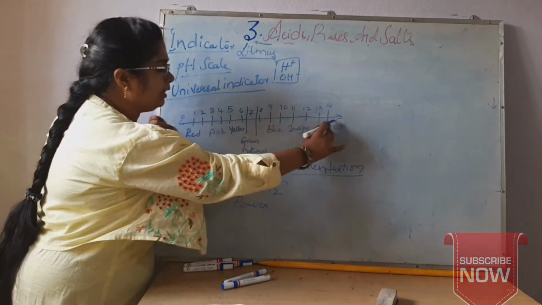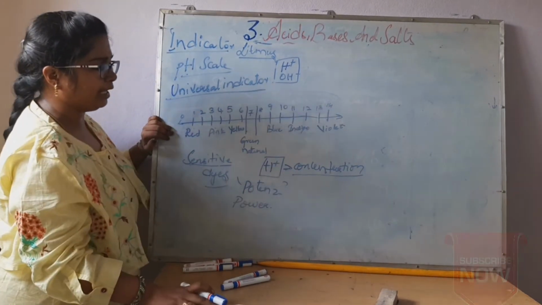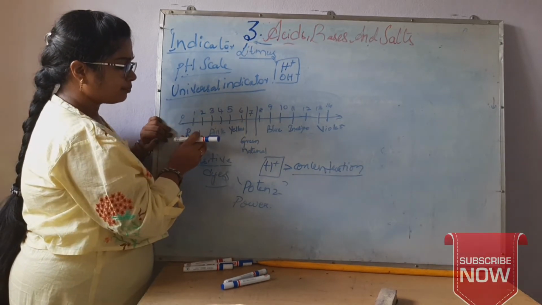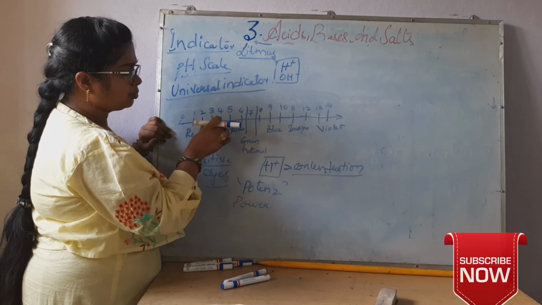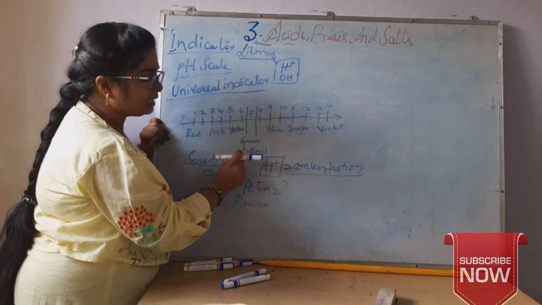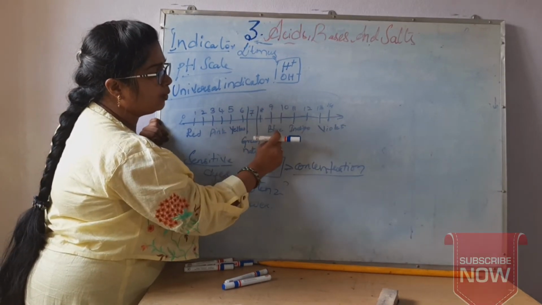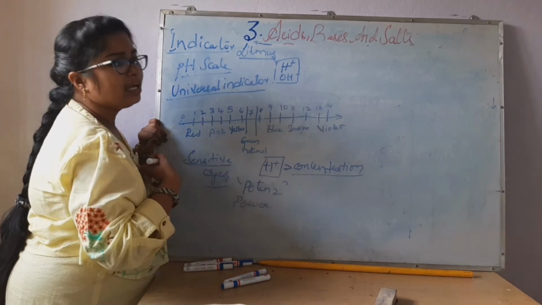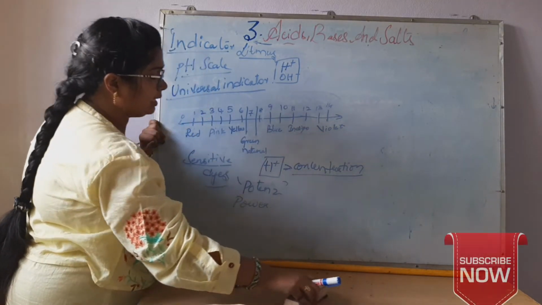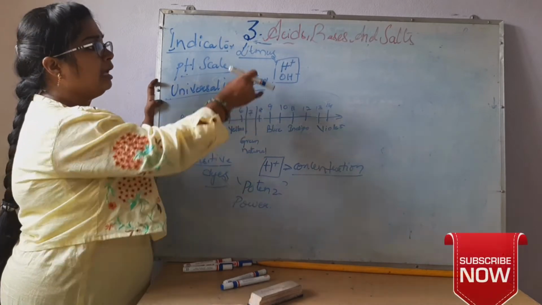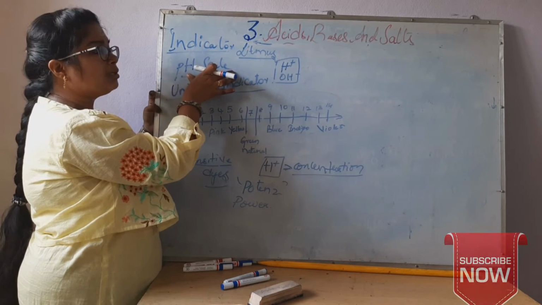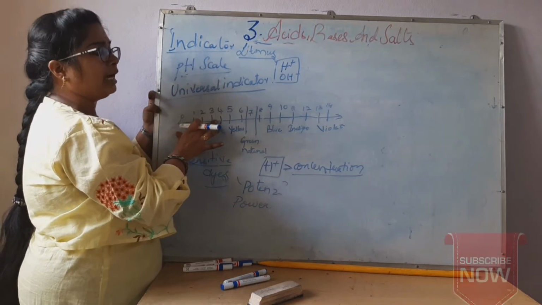On the scale from 0 to 14, the numbers are going to be there. If it is 1, red; around 2 to 3, pink; 4 to 5, yellow; 5 to 6, almost yellow; at 7, green; and again 8 to 9, blue; 10 to 11, indigo; 12 to 13, violet color. What do these numbers indicate? It is an indicator called the pH scale, a universal indicator used for both acids and bases.